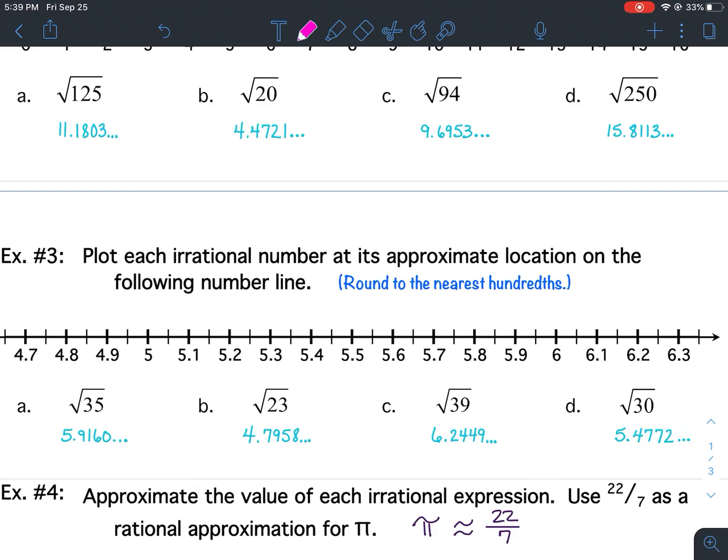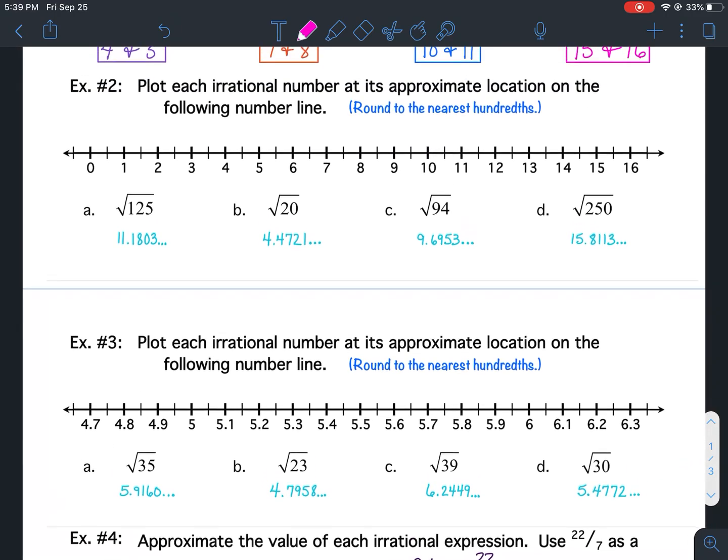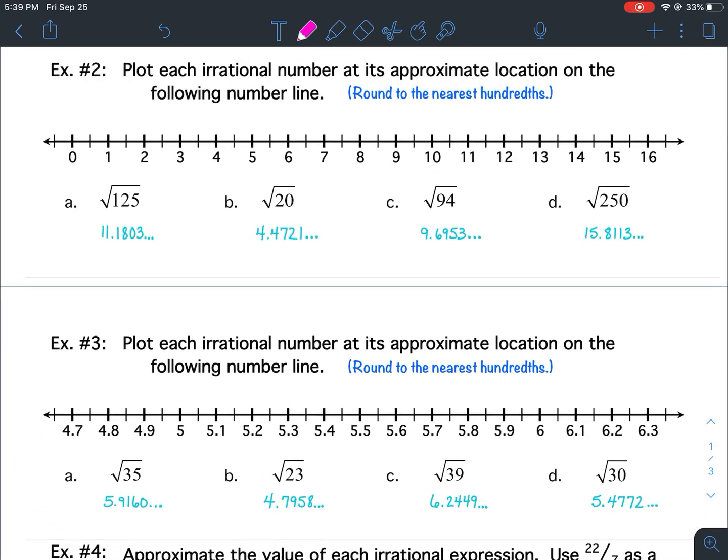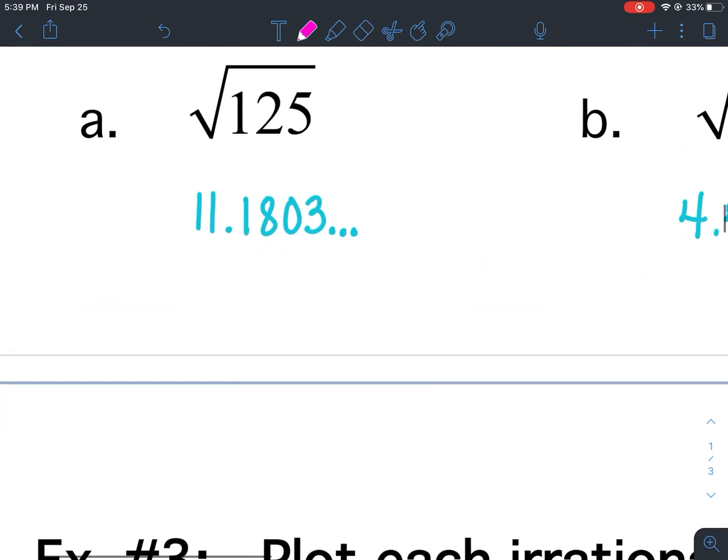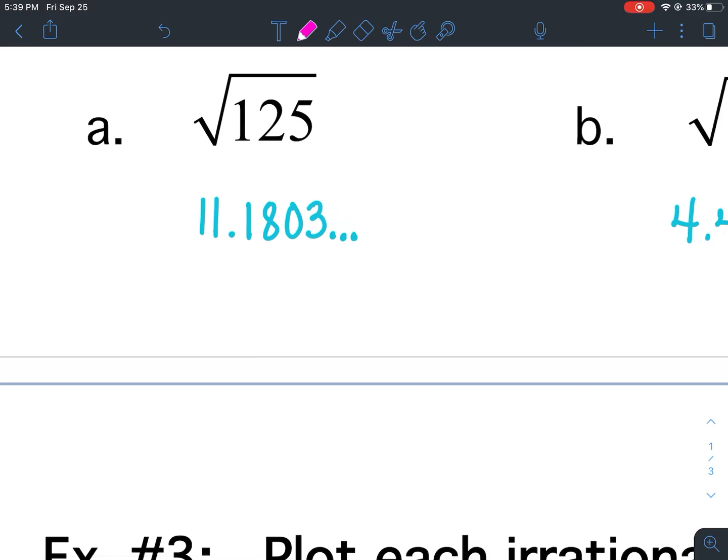Okay. We are going to round each of these numbers to the nearest hundredths. Then we will plot them on our number line. Okay, so for this one, if I'm rounding it to the hundredths, the 0 would not push the 8, so it would stay 11.18.